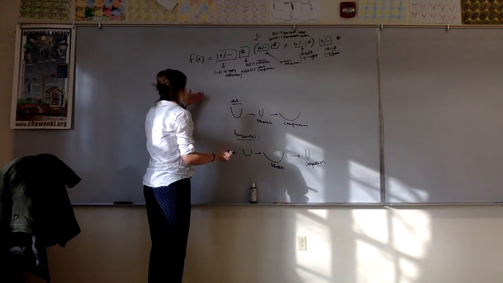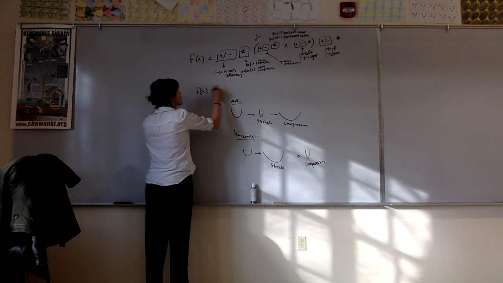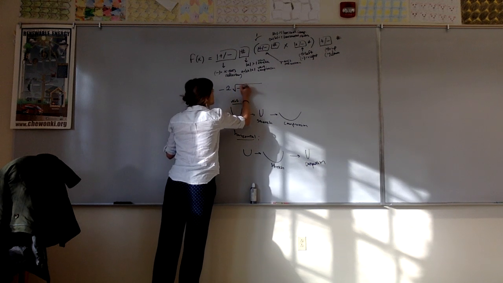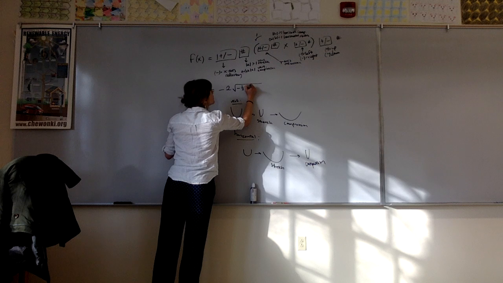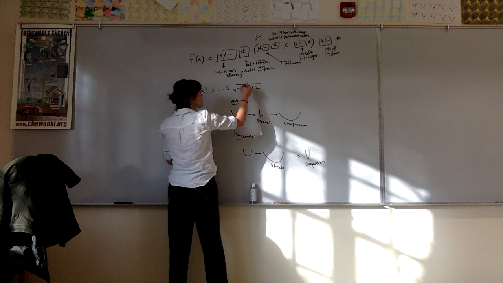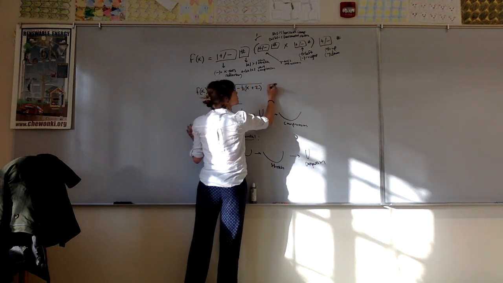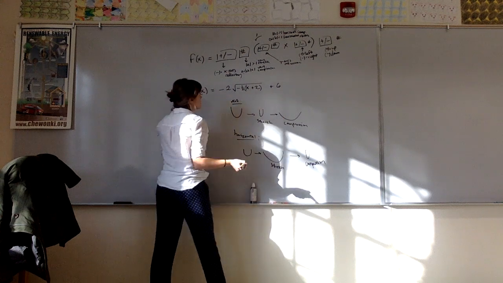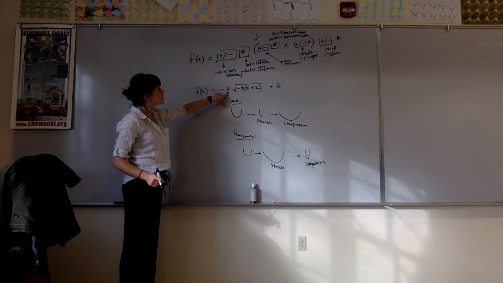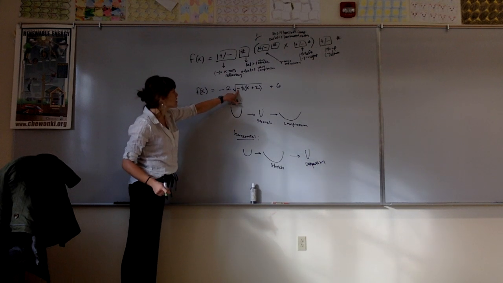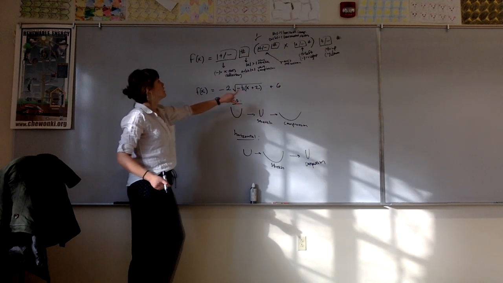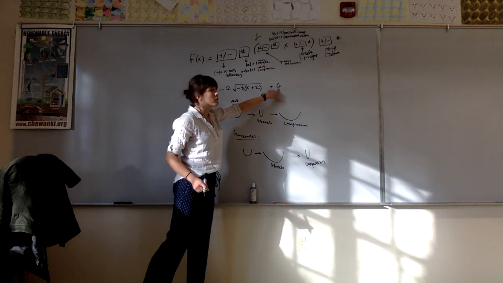So if I wanted to write an example of this, I could do f of x equals minus 2 square root of minus 1/2 x plus 2, plus 6. And I'd have an x-axis reflection, a vertical stretch of 2, a y-axis reflection, a horizontal stretch by 2. I'd move to the left 2, and I'd move up 6.